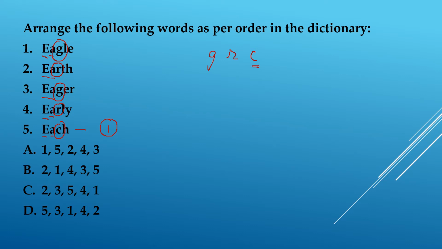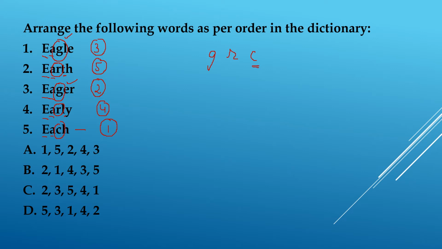Now next comes G. Since there are 2 words having a common G, we look for the fourth letter. We find an L here and we find an E here. Obviously E comes before L. So this will be the second word and this will be the third word. Now we'll check for R. Since there are 2 words having R at the third position, we'll check the fourth letter here, that is T here and L here. Obviously L comes before T, so this will be the word at the fourth place and this will be the word at the fifth place.